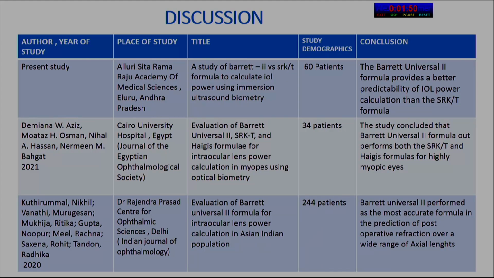In the present study, with 60 patients, the conclusion is that the Barrett Universal formula provides better predictivity of IOL power calculation than the SRK/T formula, whereas in Demian et al., including 34 patients, the study concluded that Barrett Universal 2 formula outperforms both the SRK/T and Hoffer Q formulas for highly myopic eyes, whereas in Kutimalol et al., with 244 patients included, Barrett Universal 2 performed as the most accurate formula in the prediction of post-operative refraction over a wide range of axial lengths.